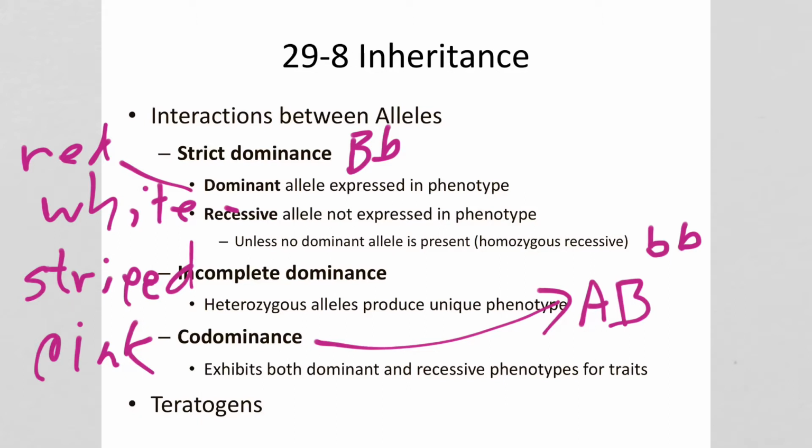Okay, predicting simple inheritance, and teratogens are things that cause birth defects. And that's further in the note set on the bottom of page 25.